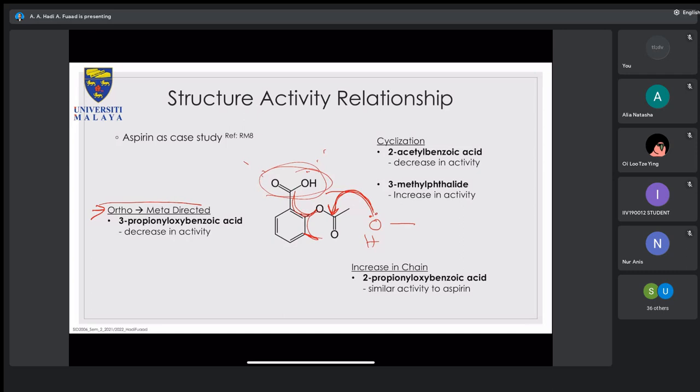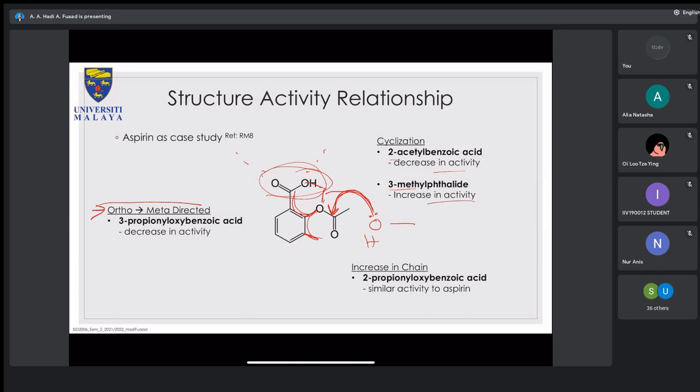And people also tried to cyclize this structure itself. You can see these two can very, very easily be cyclized. So they tried to cyclize this, forming 2-acetyl benzoic acid, and it decreases the activity. But if they cyclize it into 3-methyl phthalide, it actually increases the activity.